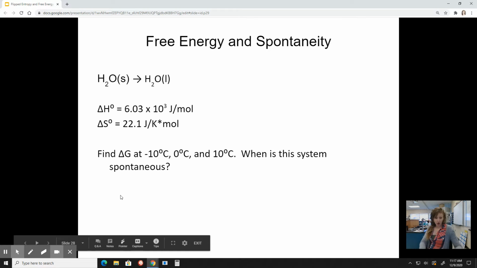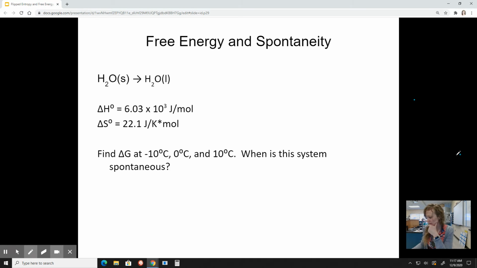Okay, so let's look at a fairly basic system here. And that system is going to be solid water going to liquid water. So we have like an ice cube here, and the ice cube is going to be melting into little free-floating water molecules that are all mucking about, floating past each other.